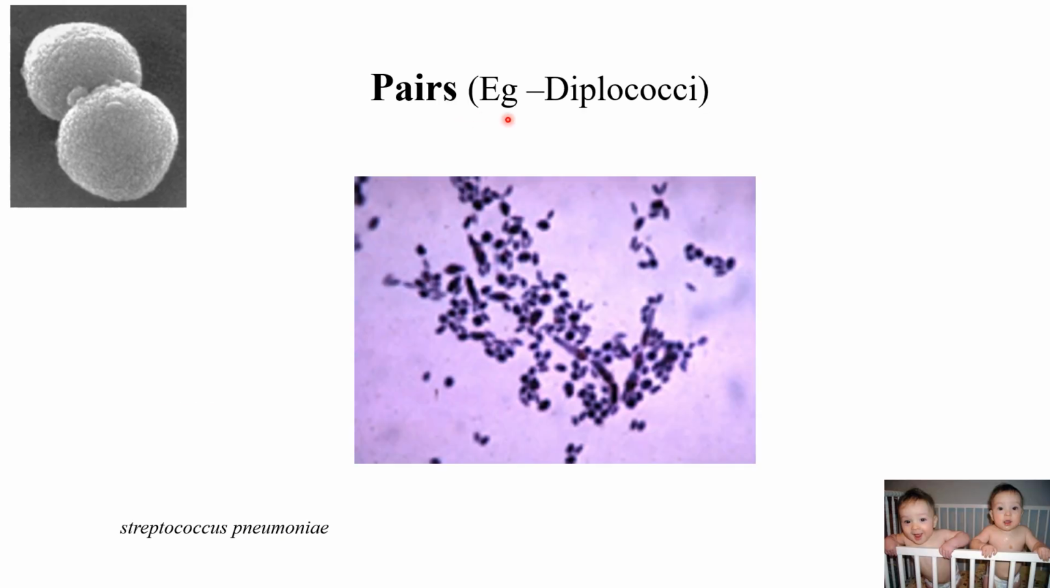Cocci in pairs we will call diplococci. Diplo means 2. Cocci is the shape of the bacteria. Here you can see the morphology of the diplococci. That means oval or spherical shaped bacteria which are arranged in pairs. We will call it diplococci. Examples are Streptococcus pneumoniae. This is the gram-stained picture of Streptococcus pneumoniae.